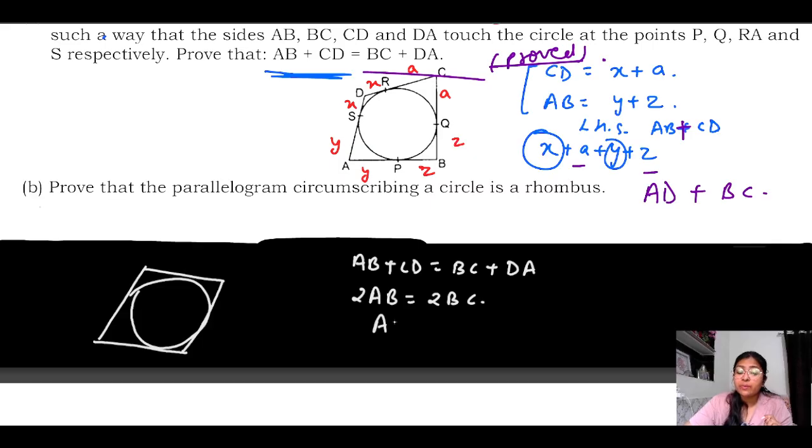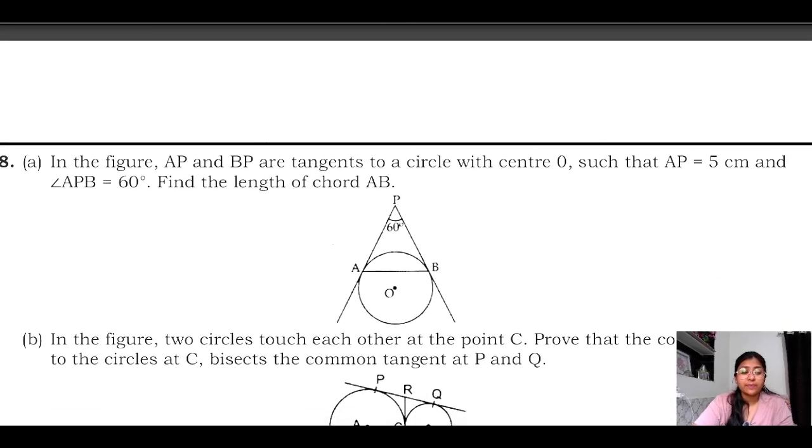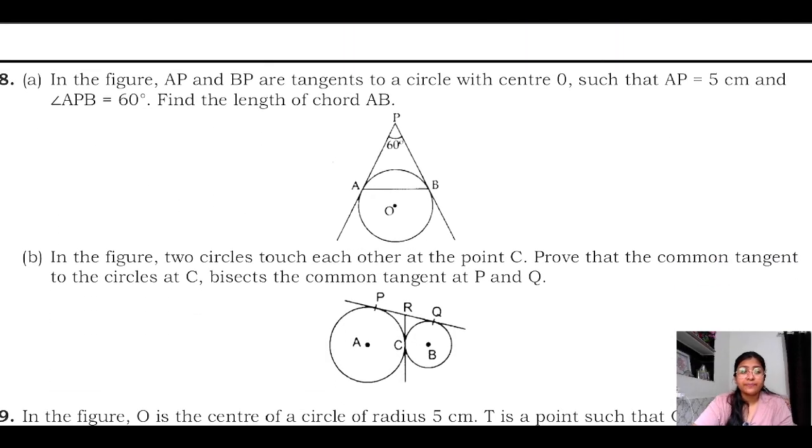Divide this whole equation by 2. It means AB is equal to BC. In a parallelogram, if the adjacent sides are equal, then that parallelogram is a rhombus. This implies ABCD is a rhombus. Okay, learners, is this question clear to you? Okay, now move to the next, 18th question.